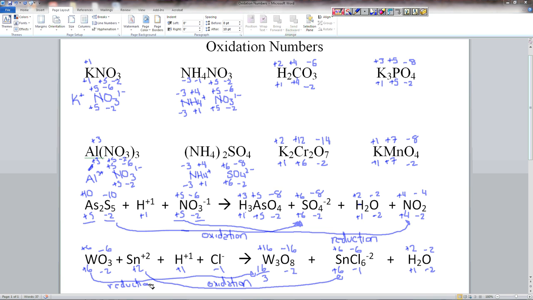And understand that on the actual AP exam, they're not going to get cute like this and try to do fractions. They're going to give you whole numbers. But just for the sake of argument, that's how you identify oxidation reduction, and that's how you figure out charges.